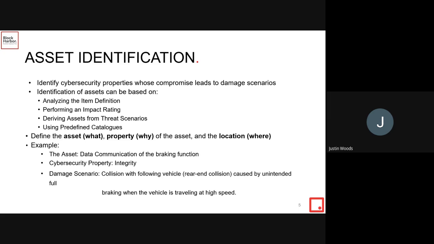An example here: an asset would be data communication of the braking function. A cybersecurity property for that might be that an integrity attack could be feasible against it. And then a damage scenario on that asset using the integrity property would be a rear-end collision caused by unintended full braking when the vehicle was traveling at high speed, right? So we could see perhaps a message was being tampered with, the integrity property of the braking function was compromised, and somebody was able to perform this form of attack.